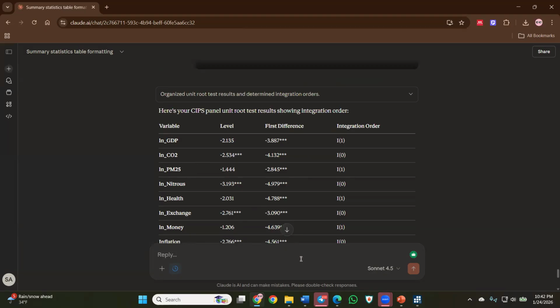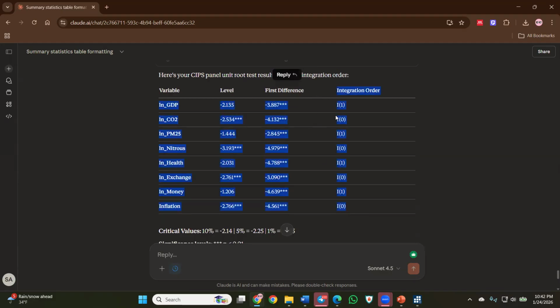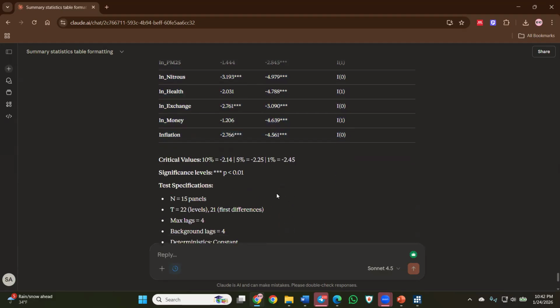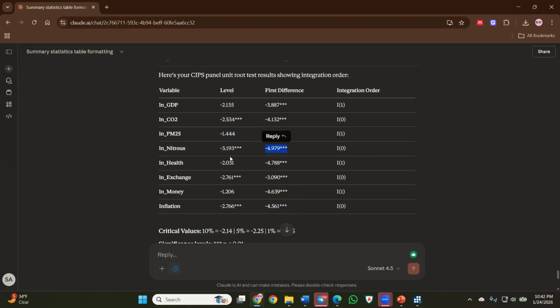So CO2, when we ran it, we realized that at level it was stationary. So definitely at first difference, it will still be stationary. So it is integration order 0. Always try to show the order, the I order is good for interpretation. Then PM 2.5 was non-stationary at level, then it became stationary at first difference.